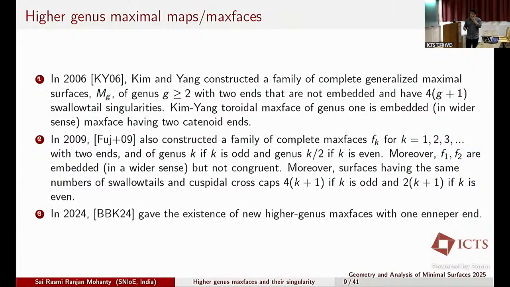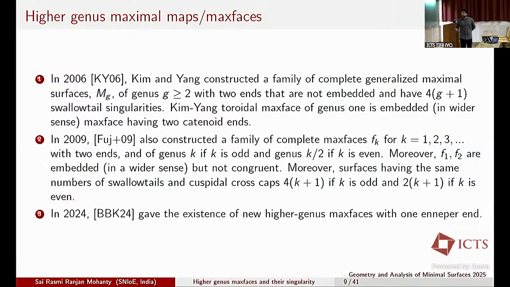And in 2024, Bardhan, Biswas and Kumar also gave the existence of a new higher genus Max space, but this surface contains only one type of ends. So from these examples, from the genus 0 case and higher genus case, one can observe that sometimes the surface is only a maximal map but not a Max space, and sometimes the Max space is not complete, and sometimes we can also observe that they discuss only at most 2 or 3 ends.